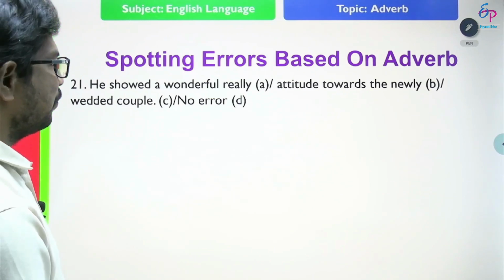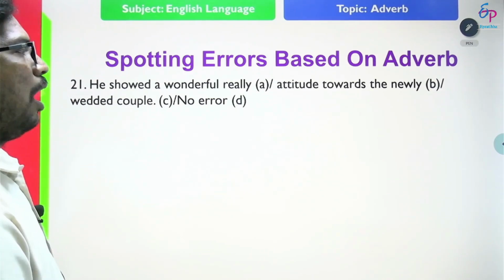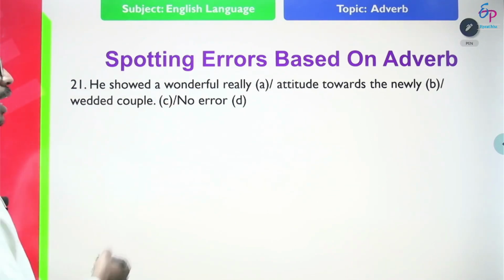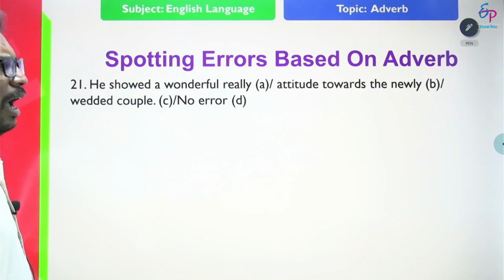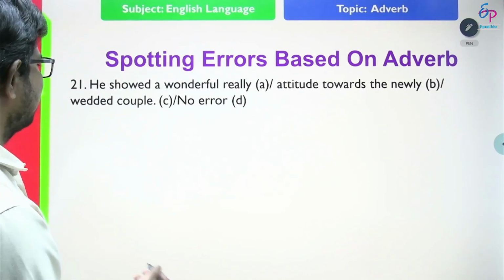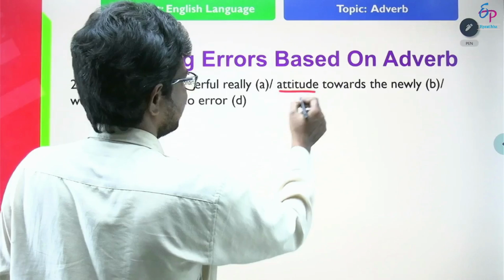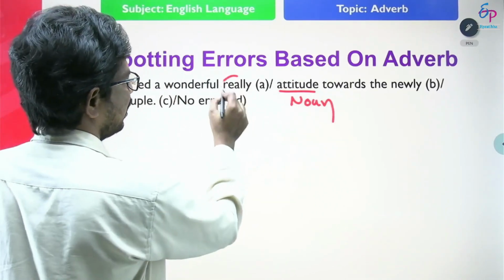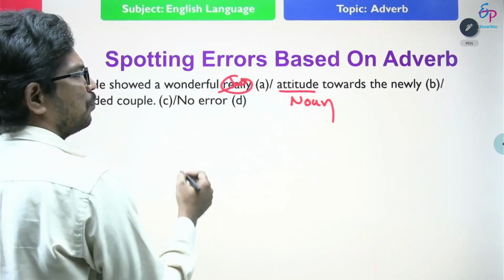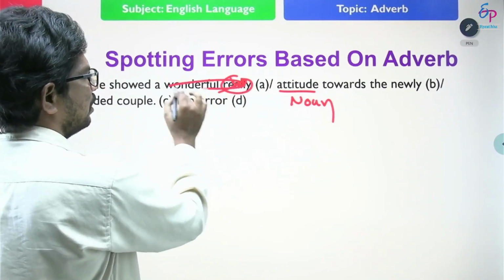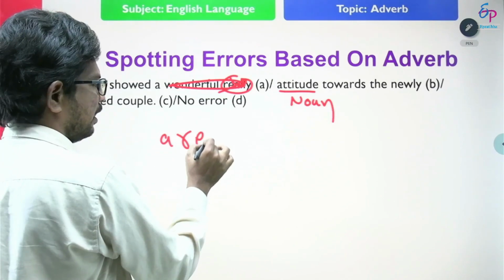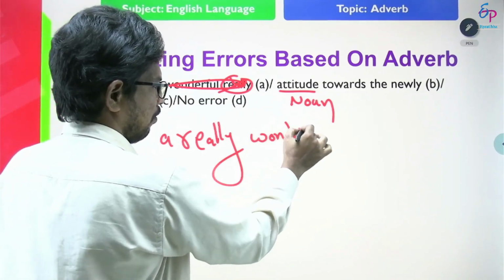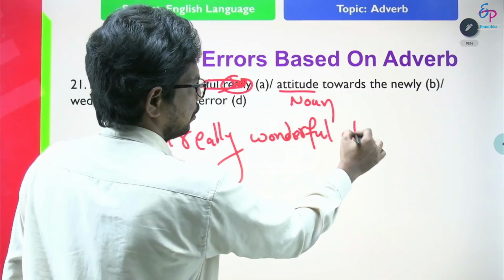He showed a wonderful, really attitude towards the newly wedded couple. So he showed a wonderful, really attitude towards the newly wedded couple. What is attitude here? Attitude is noun. So before attitude, really, this is an adverb. This is wrong. So we use adjective. So what is the correct one? He showed a really wonderful attitude.